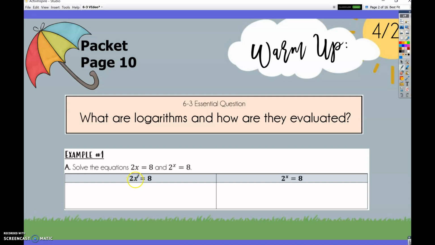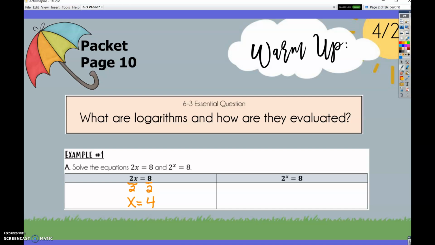It says 2 times some number makes 8. Well, a lot of us can just know in our head that the answer is 4 from our math skills. But it's important that you show your steps or write down the work. So we would show that we divided by 2 on both sides to get x equals 4.